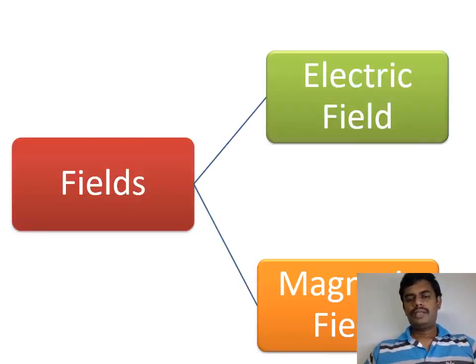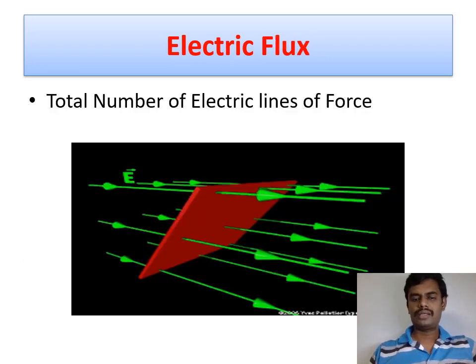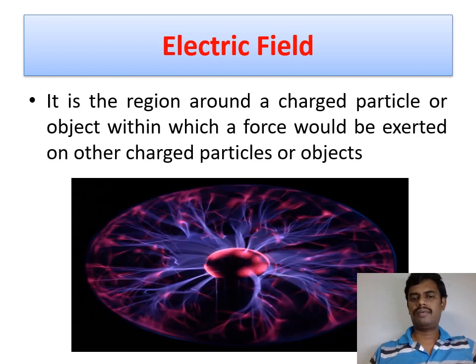See, coming to the fields, we have two types of fields. One is the electric field and the other one is the magnetic field. Coming to the electric field, we need to know what is electric flux, electric field intensity, and electric flux density. Electric flux is the total number of electric lines of force present in a particular area. Electric field is the region around a charged particle over which force would be exerted on other charged particles or objects.